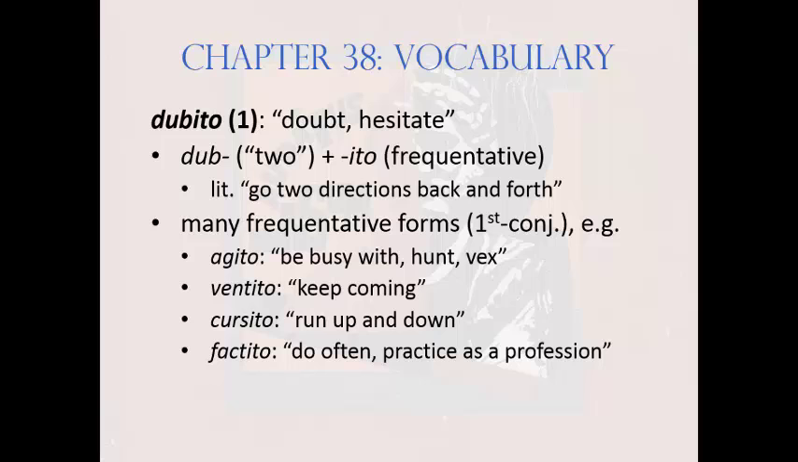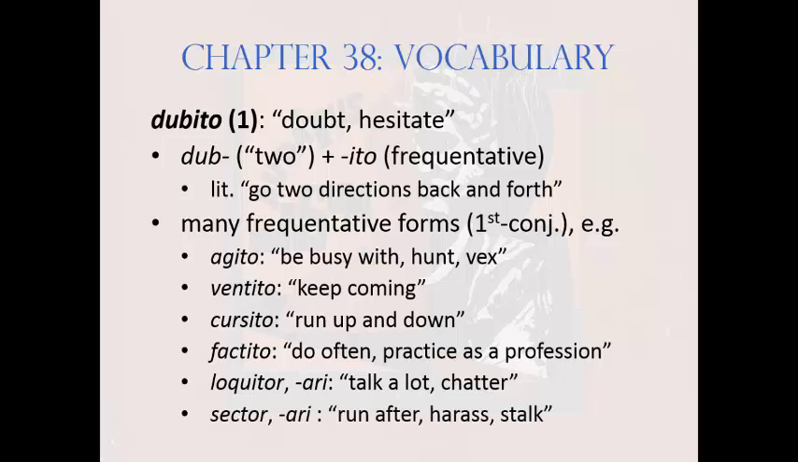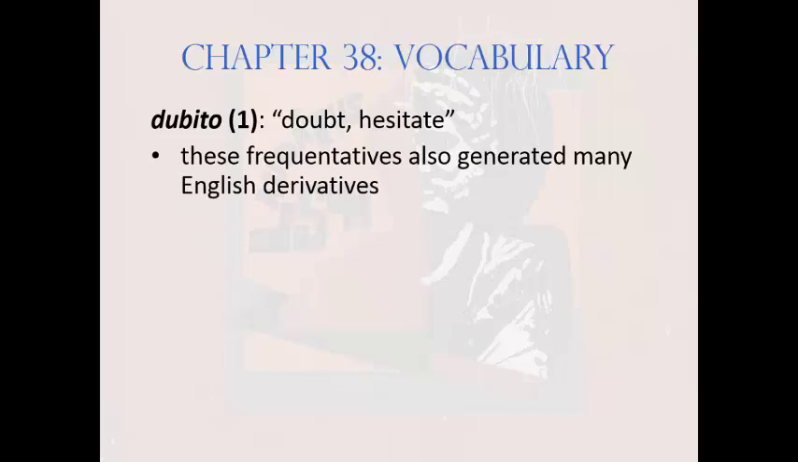For instance, some frequentatives based on deponents created deponent frequentatives, especially those verbs which were very commonly used and heard often as deponents, like loquor, which spawned a frequentative loquitor, loquitari, talk a lot, chatter, and sector, sectari, run after, harass, or stalk, the frequentative of sequor. It's often the case that these frequentatives, popular as they were in later Latin, were handed down to the Romance languages in place of their base verbs. From there, the frequentative, not the base verb, entered English.